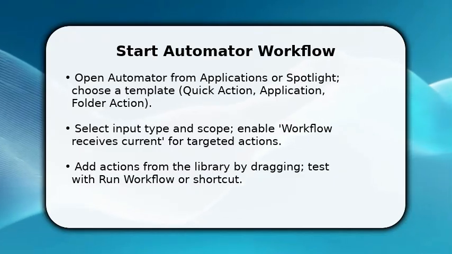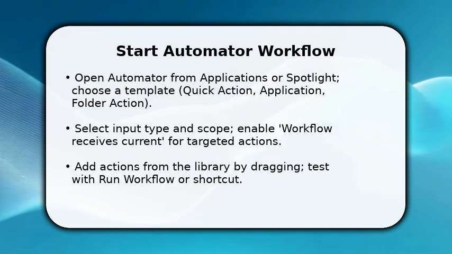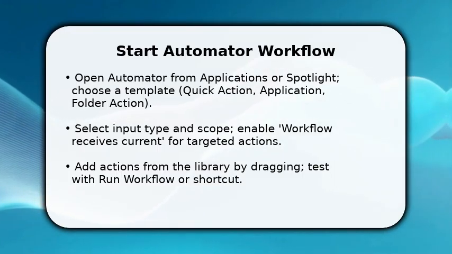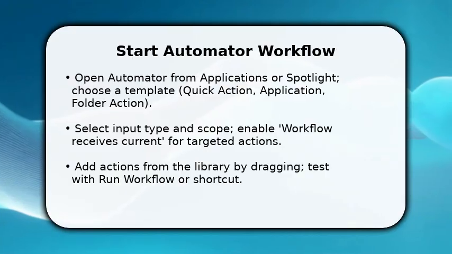You begin by launching Automator and selecting the template that matches the task: quick action for services, application for standalone apps, or folder action to watch a folder. Once chosen, pick the input type and scope so Automator receives the correct files or data.